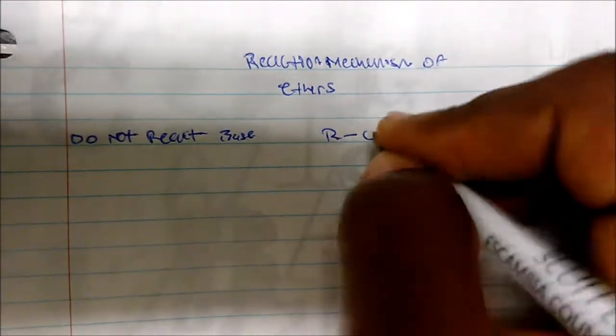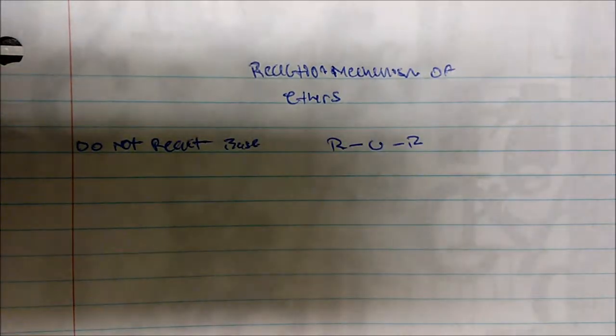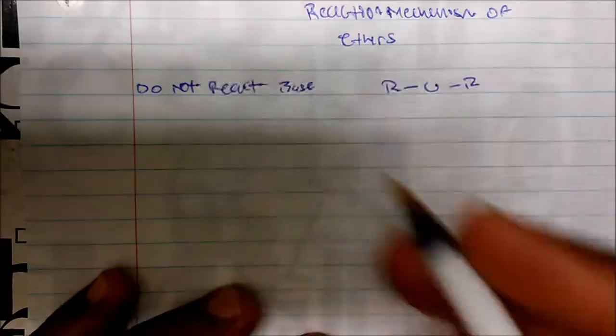Ethers do not react, especially with strong bases. Do not react with base. All right. Ethers prefer acidic conditions. Remember we said ether is some sort of R group with the O sandwiched in the middle. So let's look at a couple problems. Let's look at a couple mechanisms here.